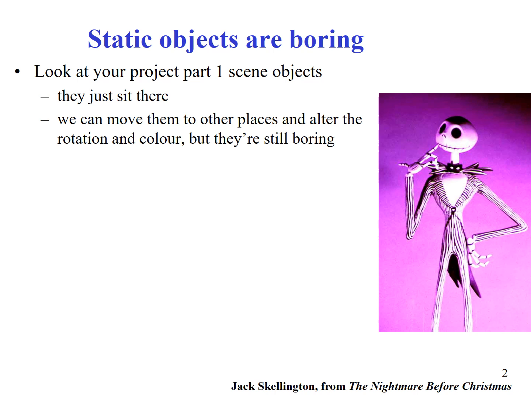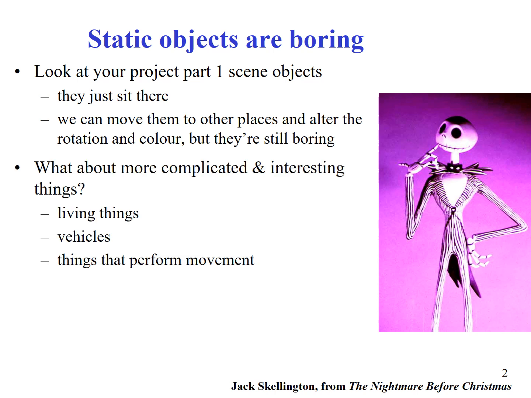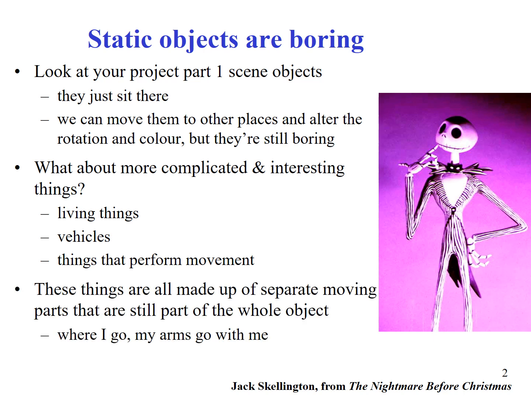They're rigid objects. What if you could define more complicated and interesting objects that could move, such as living things or vehicles, things that can perform movement? These things are all made up of separate moving parts that are still part of the whole object. So wherever the complete object goes, its body parts go with it. So if a human is moving, the arms of the human move with them, but the arms can still perform individual articulated movements when the person is stationary.